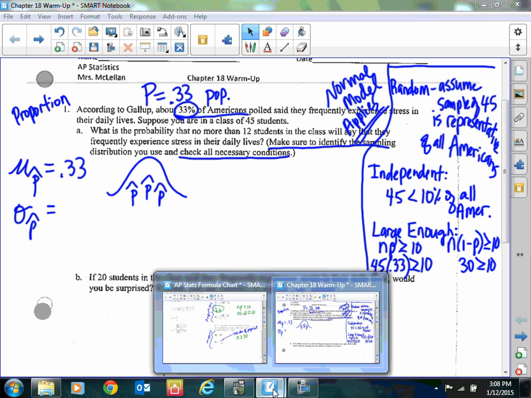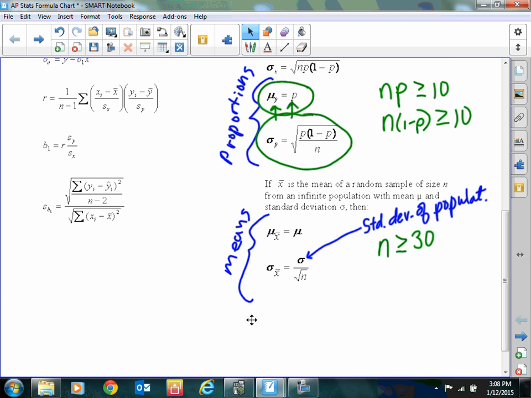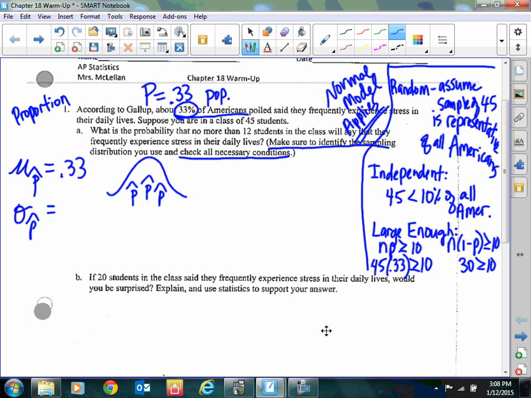The standard deviation for a sampling distribution for proportions is this formula here, not the mean. It is this one right here, where you do P times 1 minus P over N, square root. Now, when you do that, make sure that the number you are using in here is the 0.33 times the 0.67 over your 45 and square root that. That makes your standard deviation 0.07. So the mean is at 0.33.